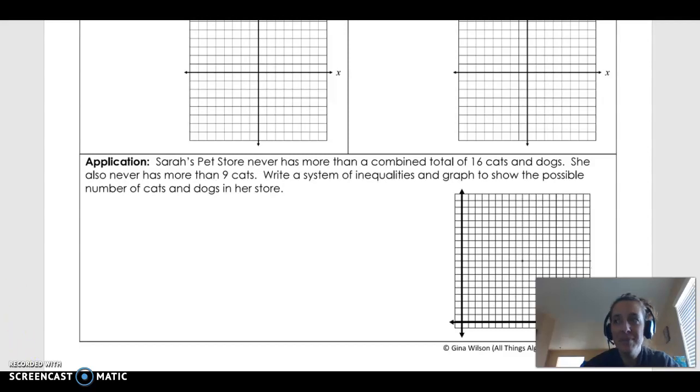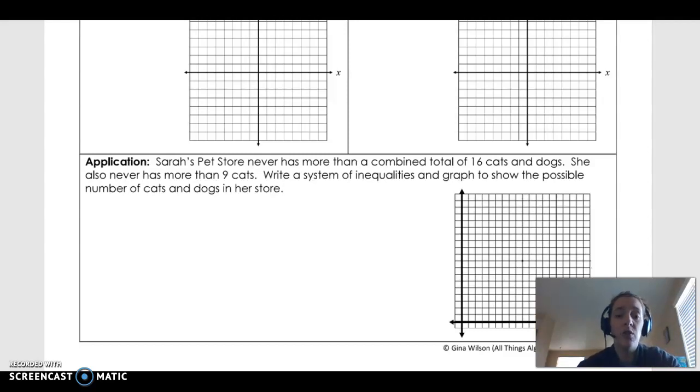In these application problems, we're generally going to have to start by writing our own equations first. Application problems are where everyone is like, I don't like word problems, but this is where it's reality and this is where it comes to life. So the first step is we need to write our system of inequalities first, and then we can graph them.